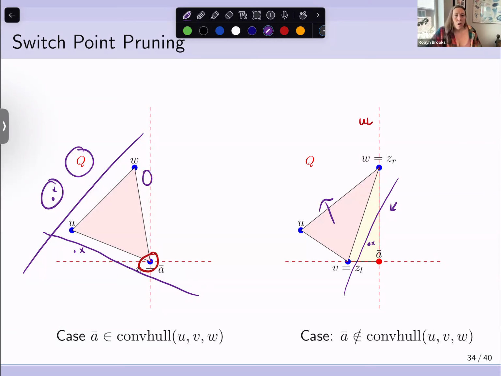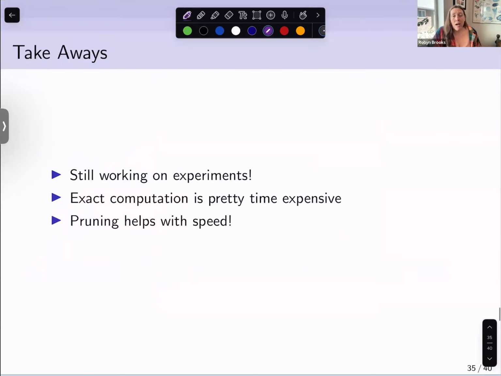Cool. So we are done implementing these pruning things. And right now we're finishing up this second paper by running experiments. There are some takeaways here. The takeaway is maybe exact computation is really pretty expensive, even with the pruning, which actually does help quite a bit from the brute force case. It's pretty time expensive and we're not using really fancy modules, so it doesn't seem like this is a super practical computation, but it still is pretty interesting.